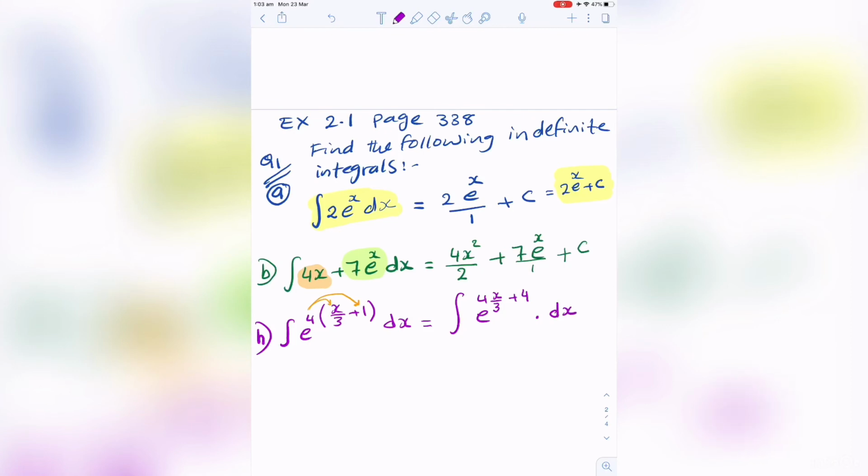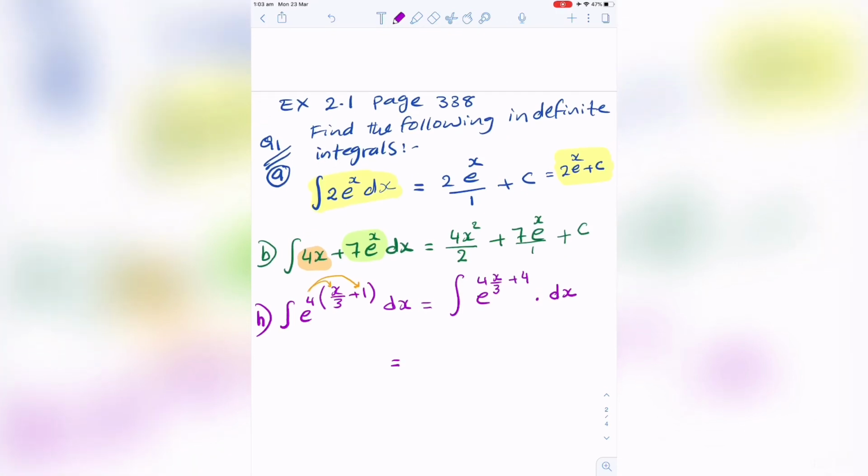So now we will integrate. To integrate this, we write e to the power 4x over 3 plus 4 as it is, and we divide by the derivative of 4x over 3, which is 4 over 3. And the derivative of 4 is 0, so we don't need to write it down.